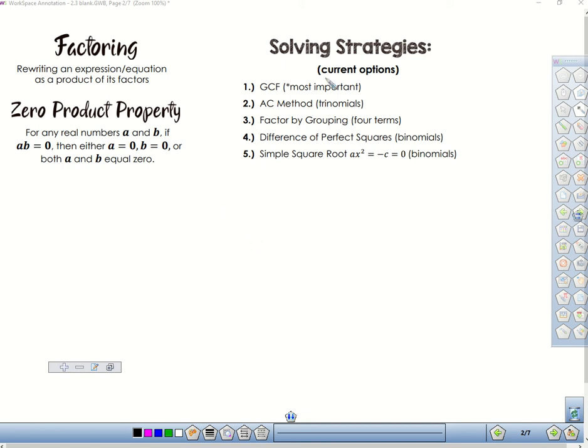So we have the GCF method, which we just talked about. We have the AC method, which is basically what I taught you guys with the multiplication. I'll show you again what that is. Factoring by grouping, which we haven't talked about yet. We did talk about difference of squares, and we talked about square root. So the only new one that we haven't talked about is by grouping. So that's the only new one we're really addressing in this lesson.